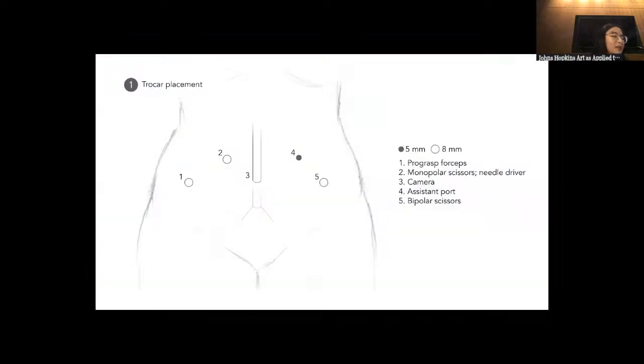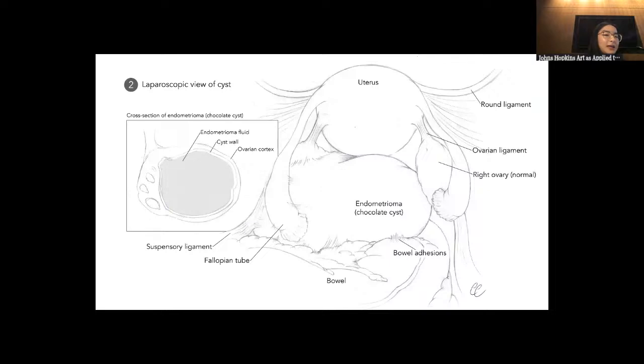Moving to my sketches. This sketch shows the port placement for the procedure. The camera is inserted through the umbilicus and points toward the patient's feet. The patient is placed in lithotomy for this procedure. In this case, the cyst is on the patient's left ovary. Adhesions anchoring the cyst to the surrounding organs, such as the bowel, will be dissected in order to remove the cyst.